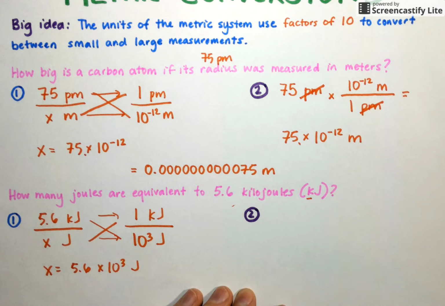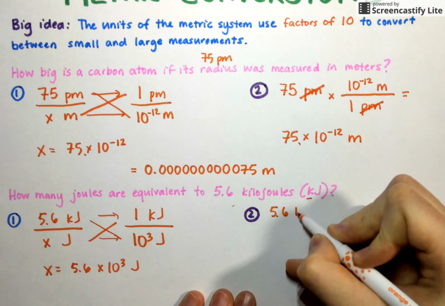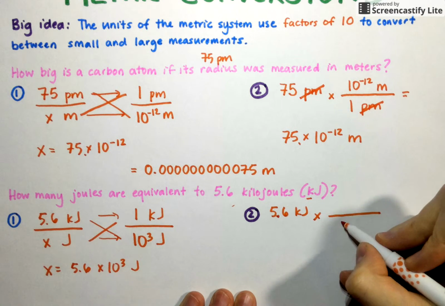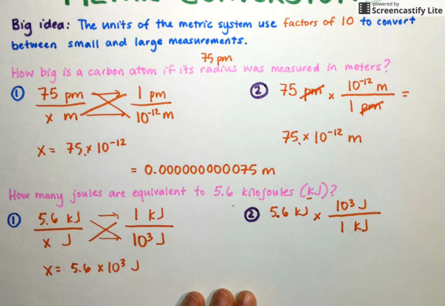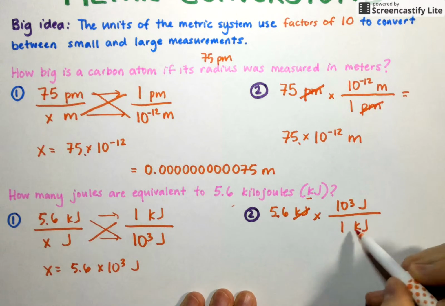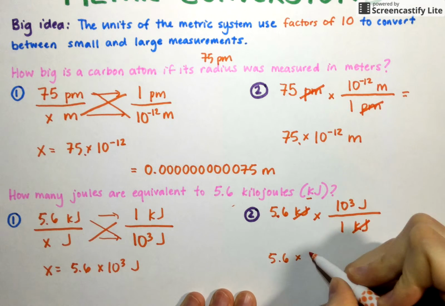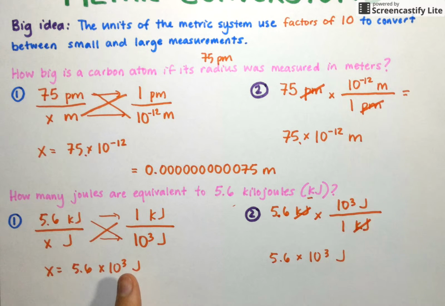Let's take a look at our second method because it should lead us to the same place. I know I've got 5.6 kilojoules, and I want to exchange every single kilojoule for 10 to the third joules. My units cancel out on the top and the bottom, and I'm left with 5.6 times 10 to the third joules. Now, if you are unconvinced that these things mean move the decimal point over, you can always type this into your calculator to see if you'd get the same result.